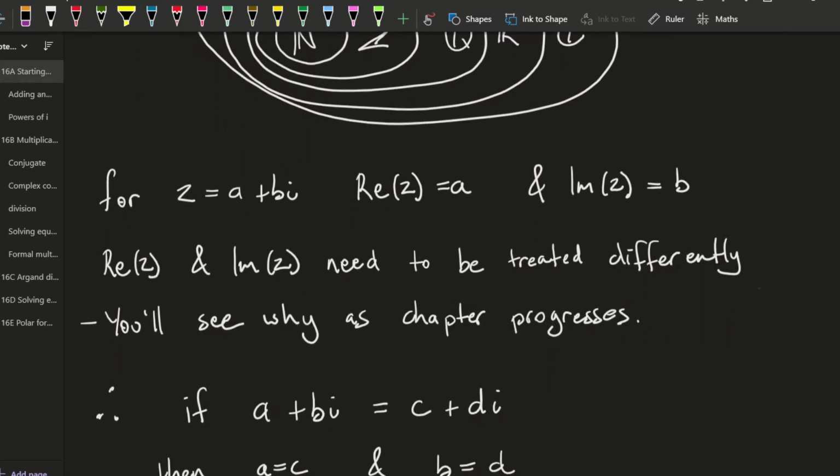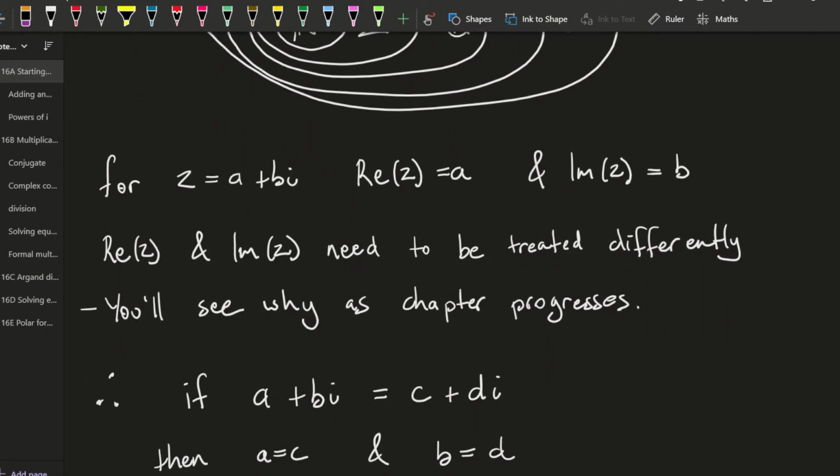And following on from what we said earlier, for z equals a plus bi, instead of saying b is equal to 0, you can just use the real part of z. And instead of saying a is equal to 0, you could just say the imaginary part of z. It's really important that you understand that the real component and the imaginary component are going to need to be treated differently in arithmetic. And you're going to see why as the chapter progresses.